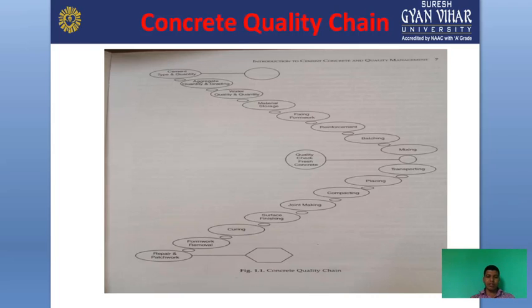This is the process of the concrete quality chain. We have to follow this process one by one. First we have to take the quantity of cement, then aggregate, water, quality check, then fixing the formwork, batching and mixing. This is the complete concrete quality chain.